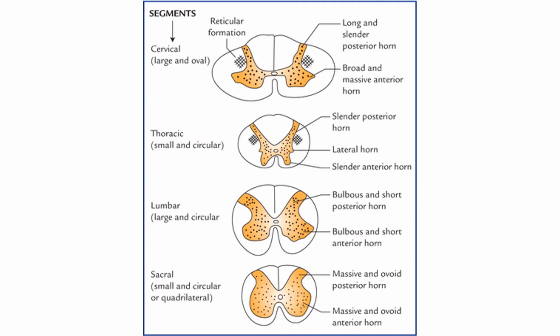The question raised here is: is the cross-section of the spinal cord the same all the way from the foramen magnum down to the conus medullaris? The answer is no. It is going to be a little bit different in shape than in the other areas, and we are not going to go into details of this.